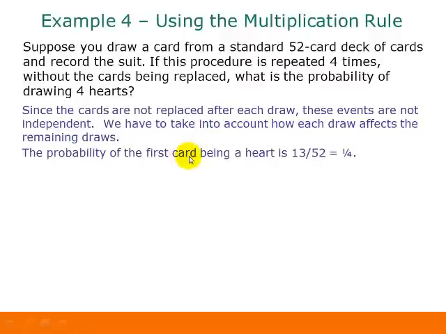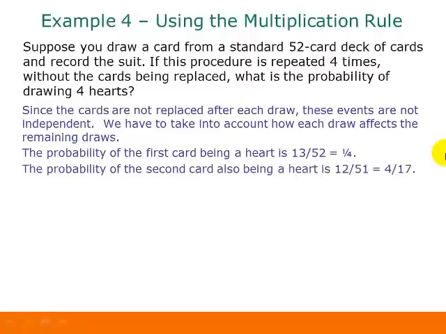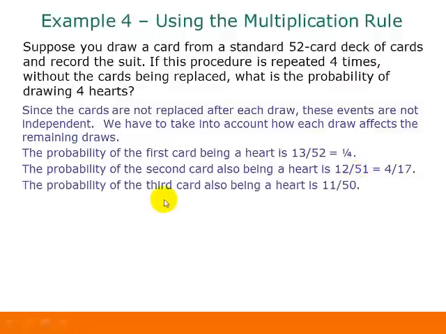So the probability of the first card being a heart is still 13 over 52, or 1/4. The probability of the second card also being a heart is 12 over 51, because if our first card was a heart, we only have 12 hearts left in the deck, and we only have 51 cards left in the deck. The probability of the third card also being a heart is now down to 11 over 50. So each time we're reducing the number of hearts in the deck, and we're also reducing the number of cards in the deck by 1.